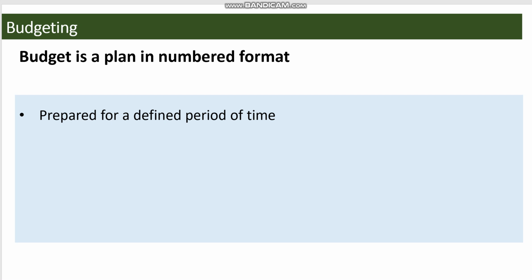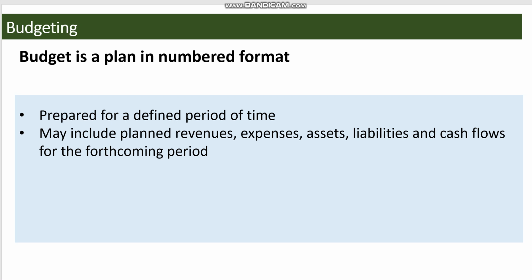We prepare budget for a defined period of time. There is no hard and fast rule how long the budget period should be for. It can be a month, budget can be prepared for a quarter, or most popularly, budgets can be prepared for a year. Budget may include planned revenues, expenses, assets, liabilities, and cash flows for the forthcoming period. And that's what I was talking about, that budget reflects the organizational activities in the future.